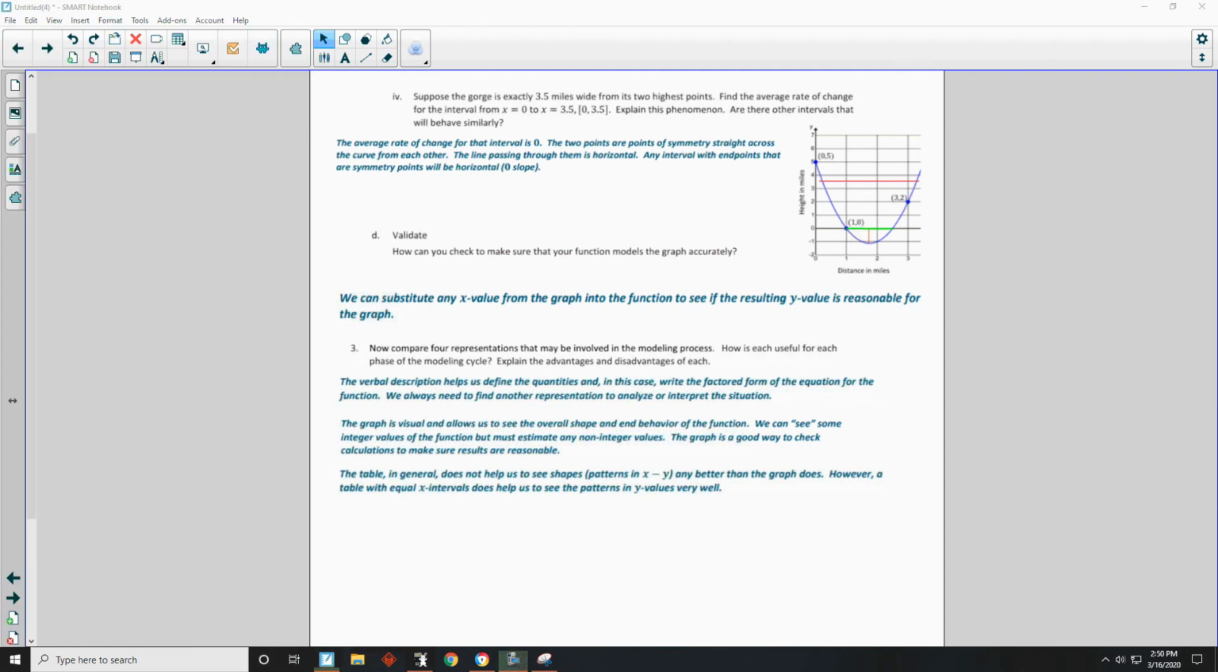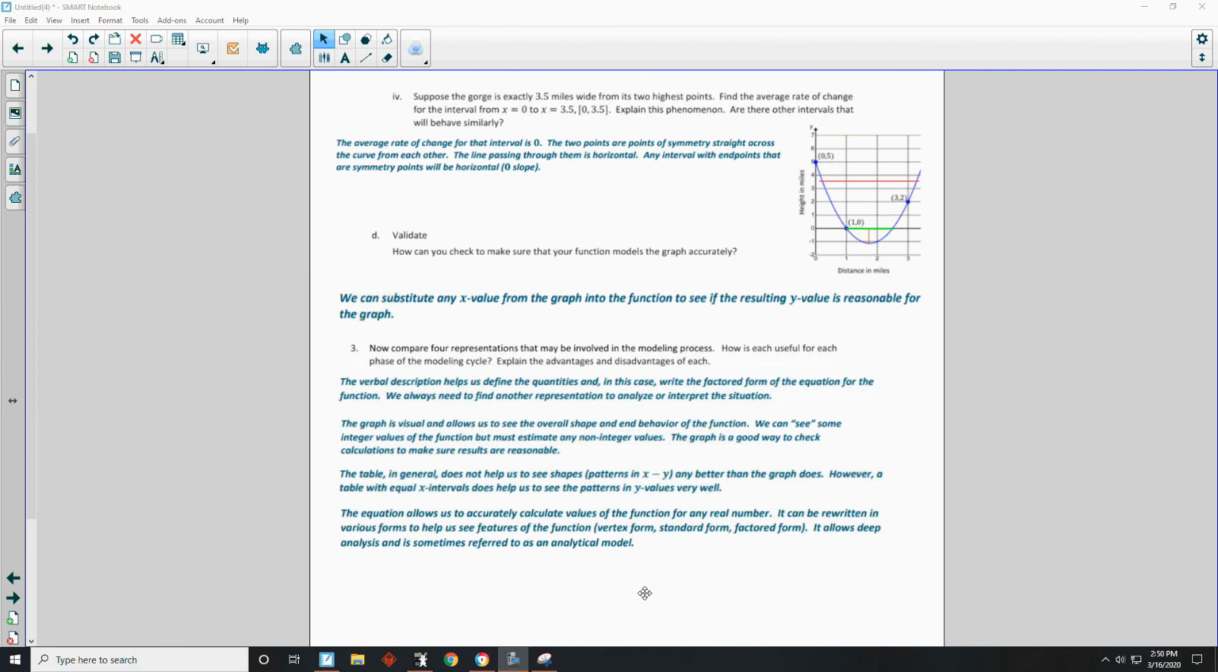Okay, and finally, the equation allows us to accurately calculate values of the function for any real number. It can be written in various forms to help us see features of the function: vertex form, standard form, factored form. It allows deep analysis and is sometimes referred to as an analytical model.